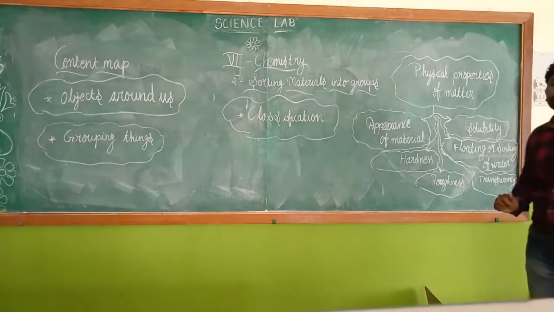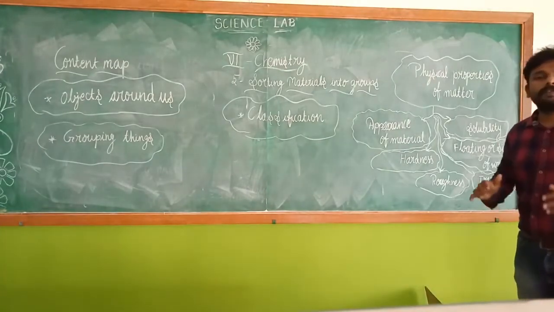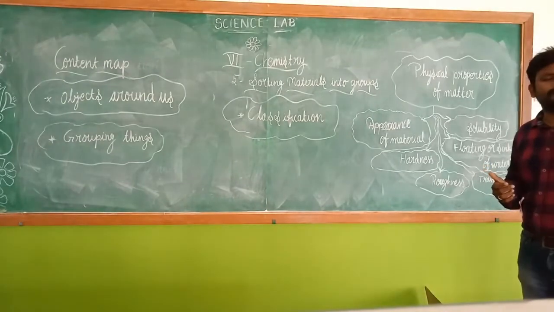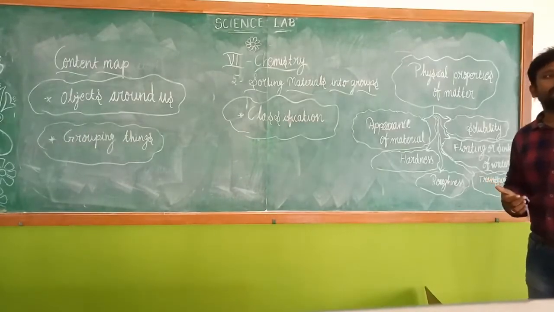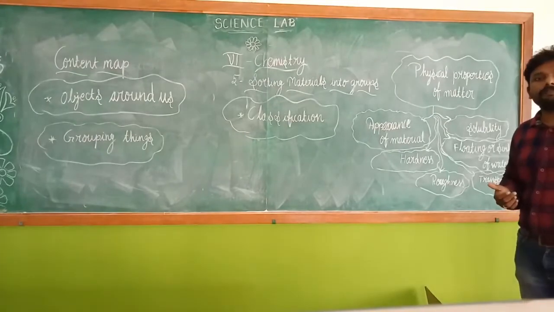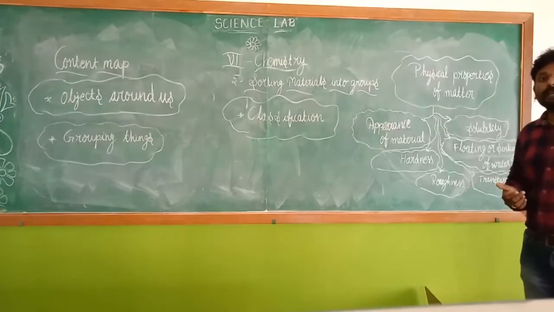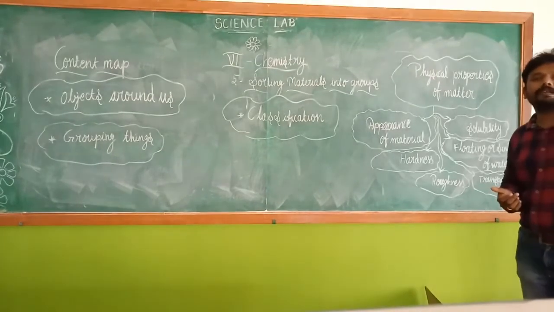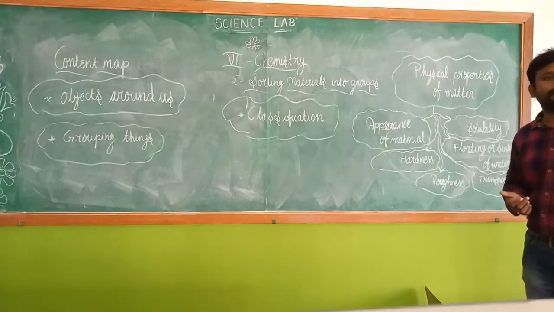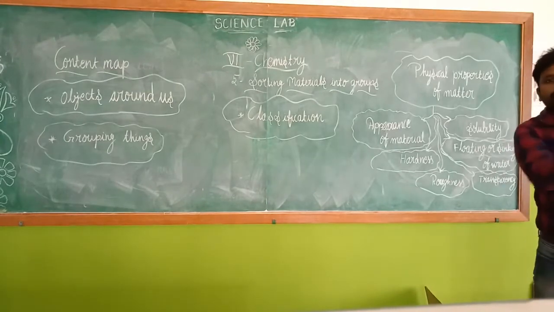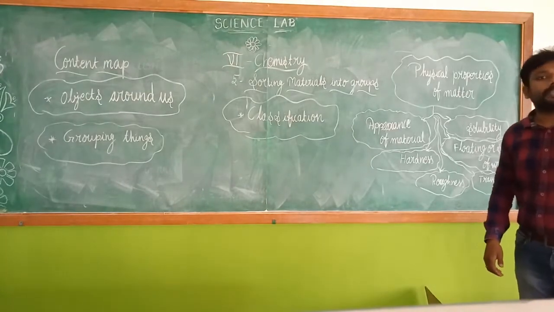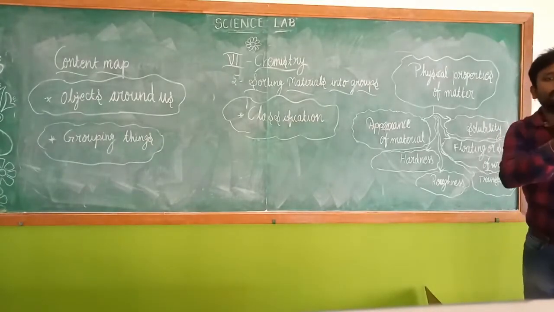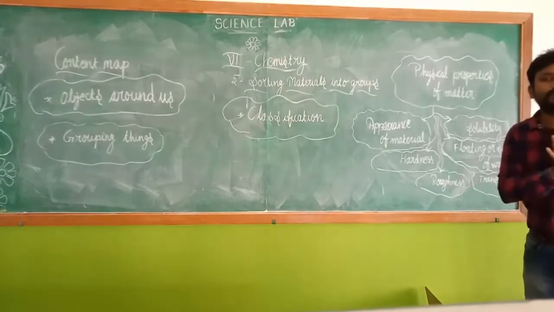And finally, transparency. Transparency means whether we can see through the material. For example, a piece of glass. I am not telling you about the mirror; just keep in mind that a mirror is an opaque material. If you keep a piece of glass, you can see the other side of the glass. That is called transparent. If you take a mirror, we can't see the other side; we can only see our own face. That is called an opaque object.